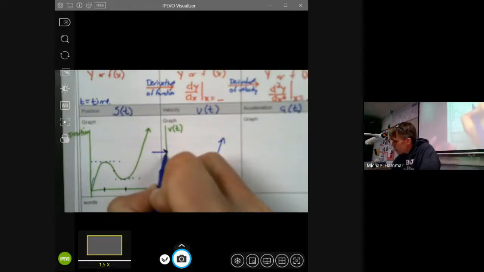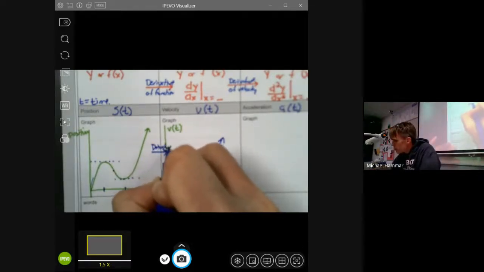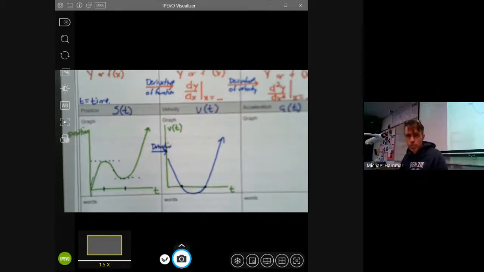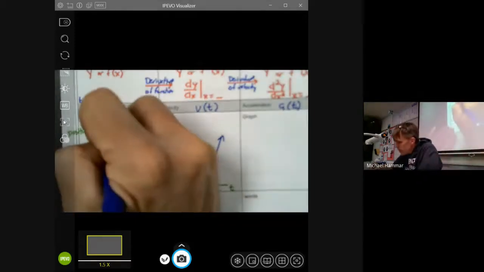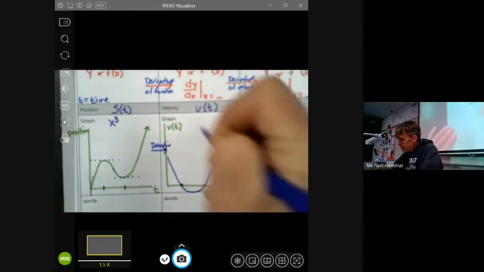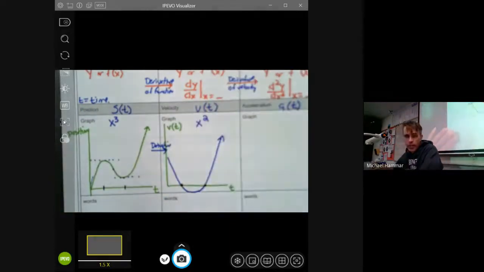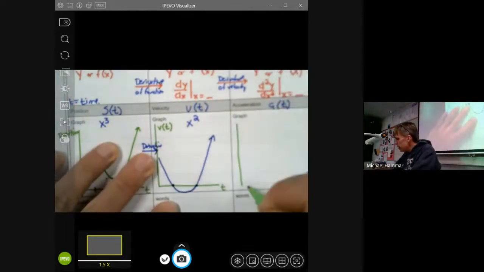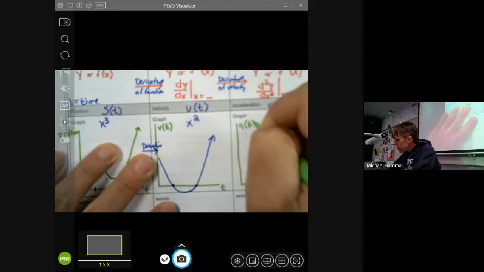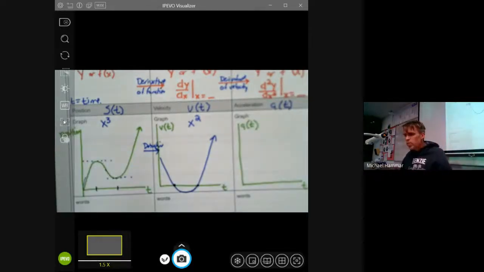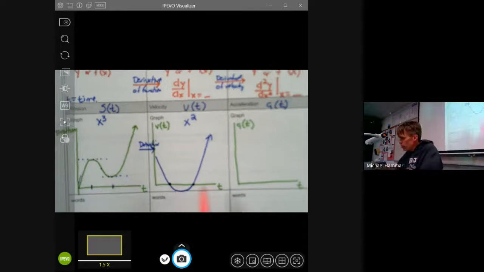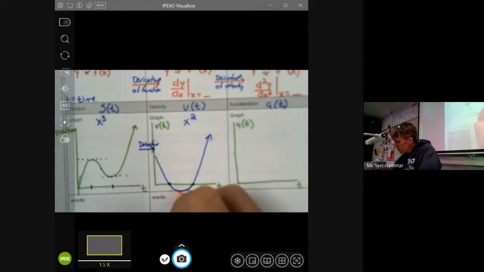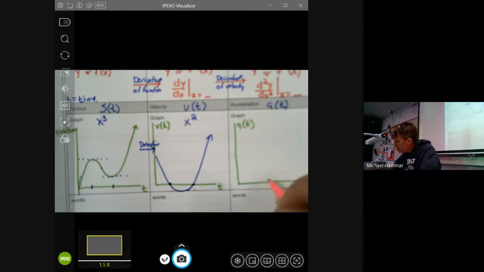Remember, this is the derivative of the position function. Now, remember, this is an x cubed graph. This looks like an x squared graph. So what do you think the last function is going to be? Well, if we take the acceleration graph, so it's still going to be time, except we're going to have a of t here. Notice we have one spot that it is equal to 0, and that's right here. So if you notice, there is a horizontal tangent right there.